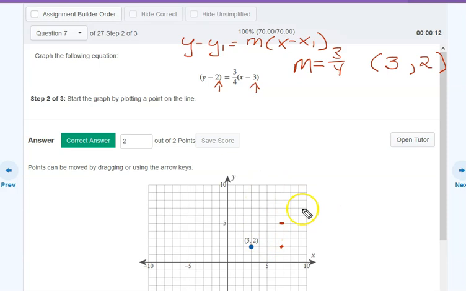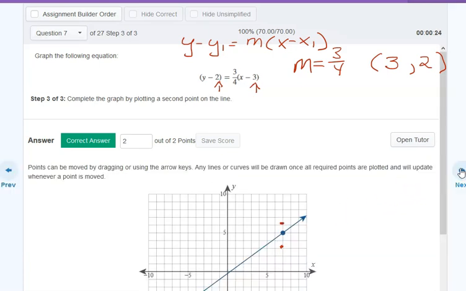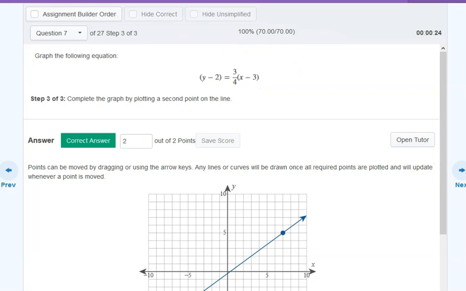So on the next slide you plot this point, but you have to have some notes to know where this is. So this one sort of disappears on the next slide. But from that point, 3, 2, you go over 4, up 3, put your second point there, and then the graph will form, and there you see it. And this is correct. So again, being able to pick out your slope and the point from this.